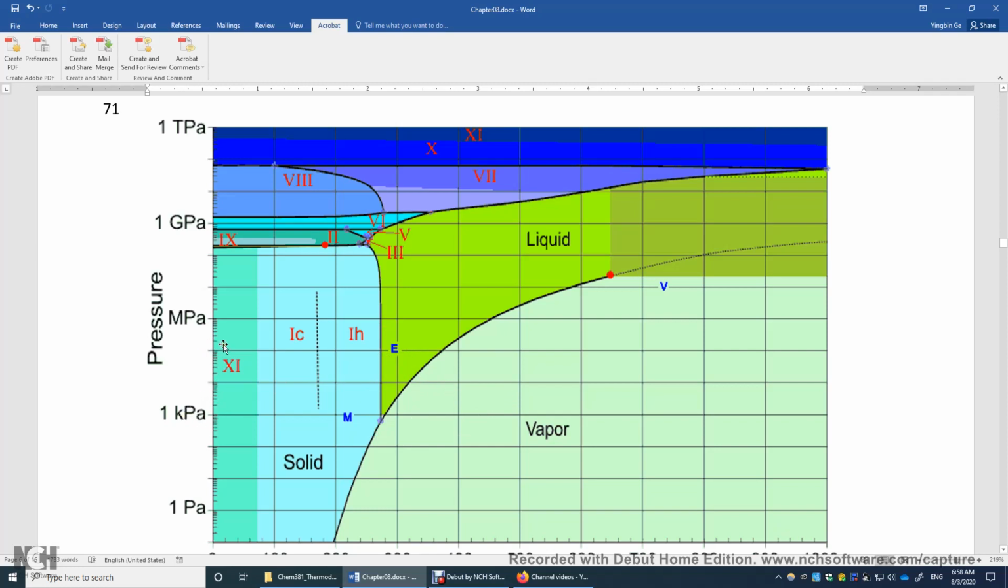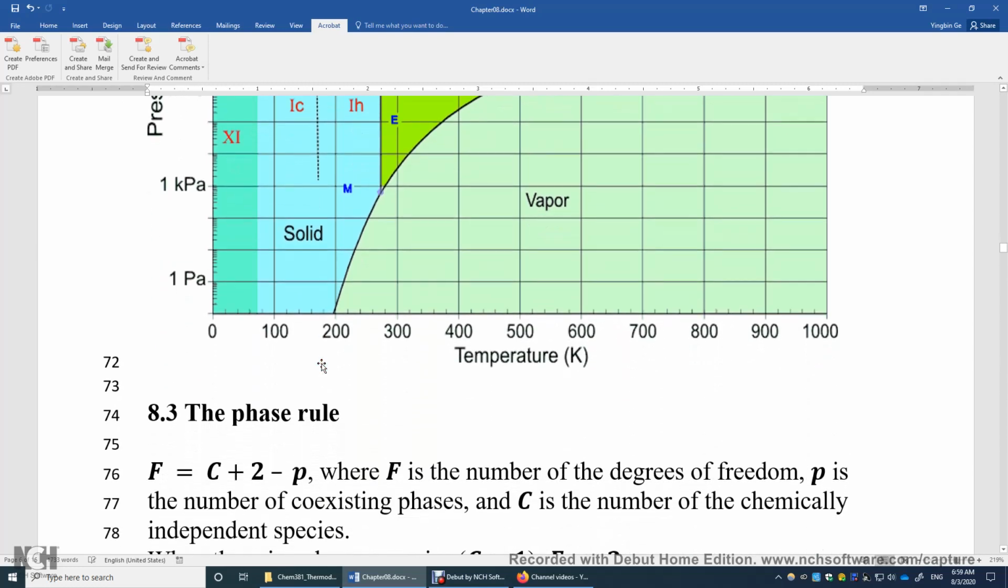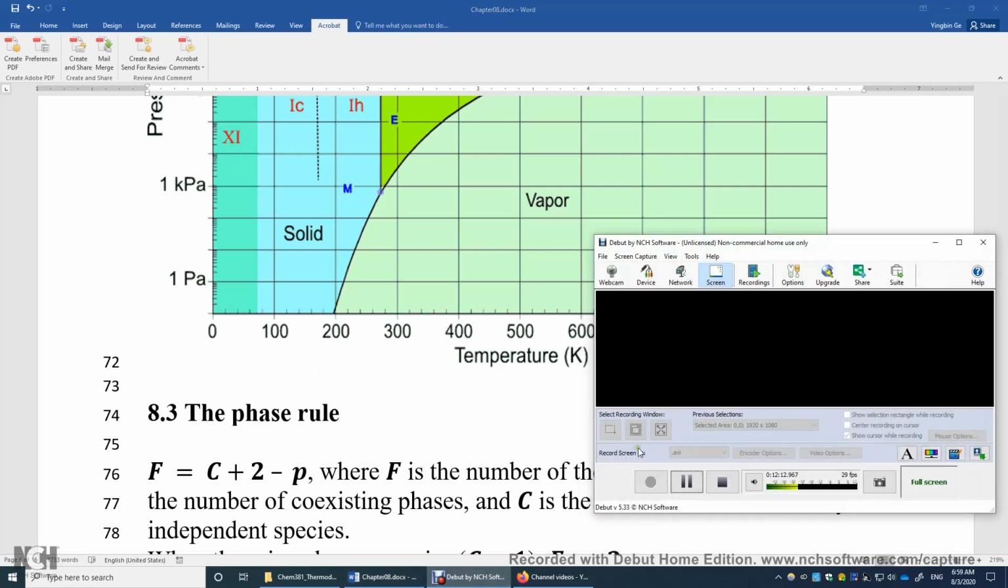So I think somewhere here is 1 bar to 10 bars, to 10,000 bars, to even higher, and then you have more solid phases. This is because if you keep compressing ice with very high pressure, it will have to adopt a more compact structure. So I'm pretty sure this XI solid phase has the smallest molar volume. All right, and again, this is the supercritical fluid. All right, we're done with 8.2.